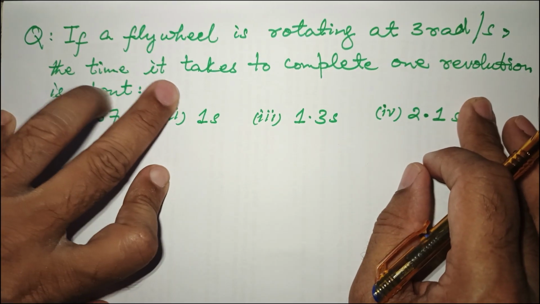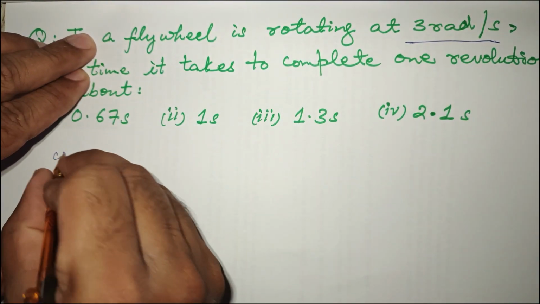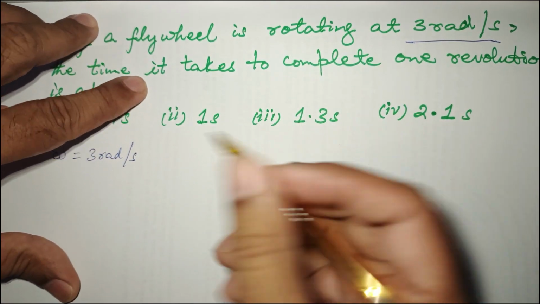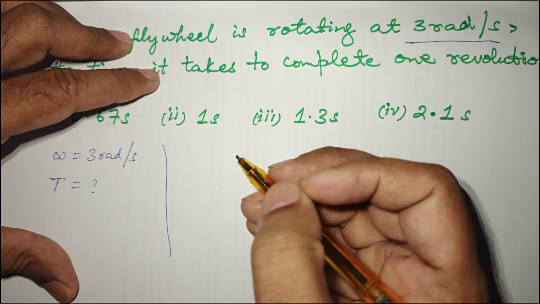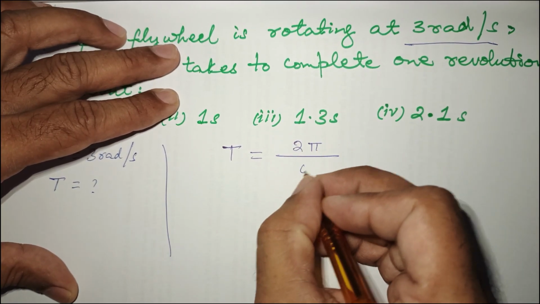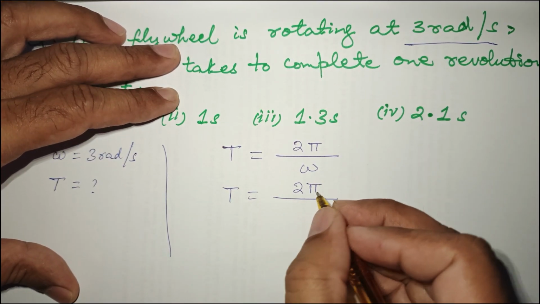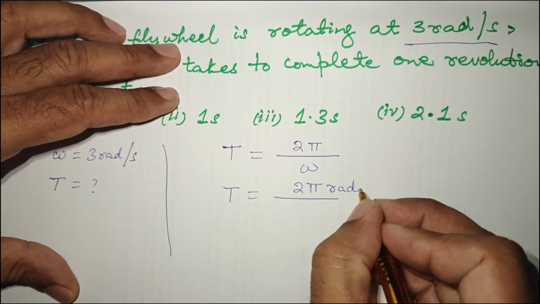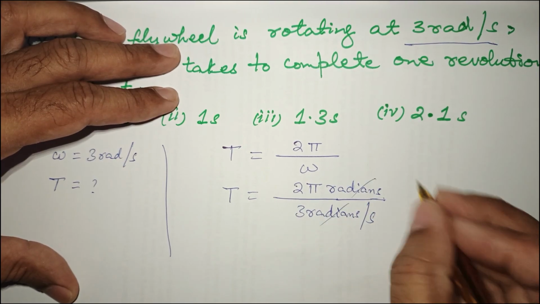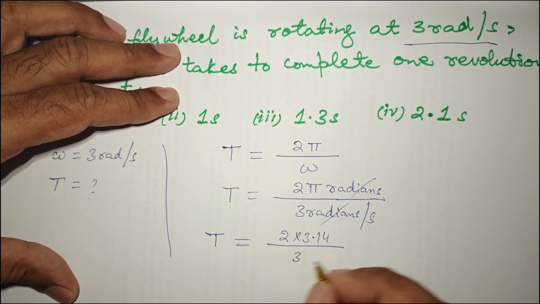If a flywheel is rotating at 3 radian per second, so this is angular velocity omega, 3 radian per second. The time it takes to complete one revolution is about, we need the time period T. We know that the angular frequency is related to the time period by the formula T equals 2 pi over omega. So here we have 2 pi in the numerator, 2 pi radians, and omega is 3 radian per second. Radians cancel with radians. Second will go up. So T equals 2 pi, which is 3.14 into 2, over 3, in seconds.